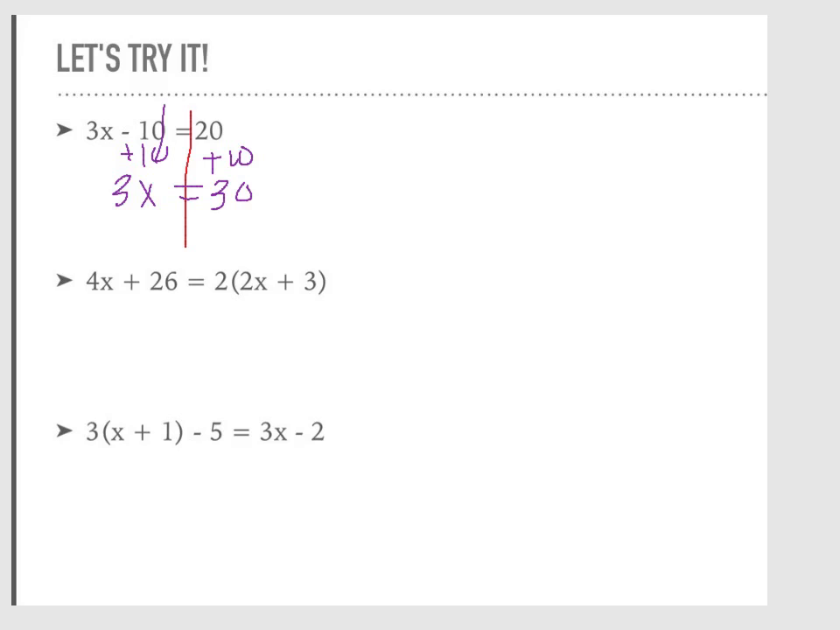Now, I still have that 3 in front of the x. Remember, if you have a number right next to a variable, that means they're being multiplied by each other. We have to think of the inverse, which is divide. So I divide both sides by positive 3. My 3's cancel, and I'm left with x equals 10.